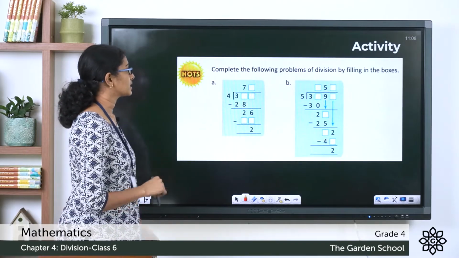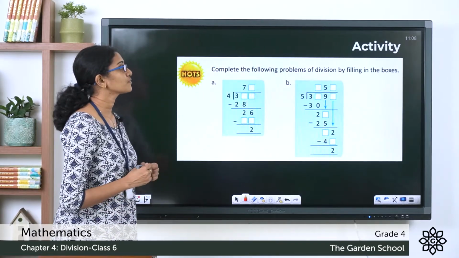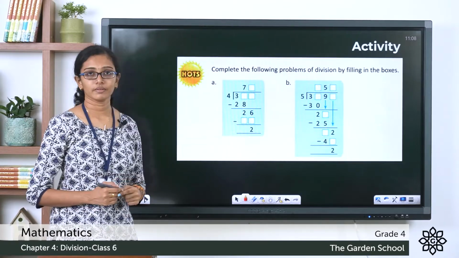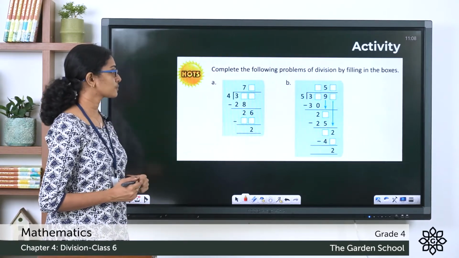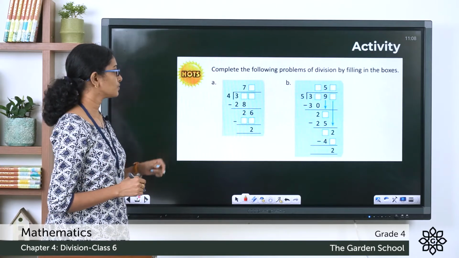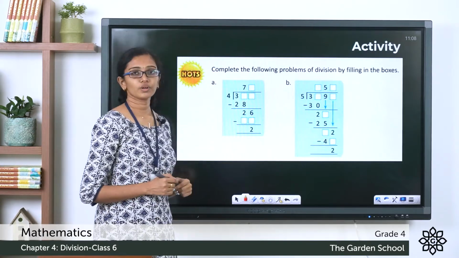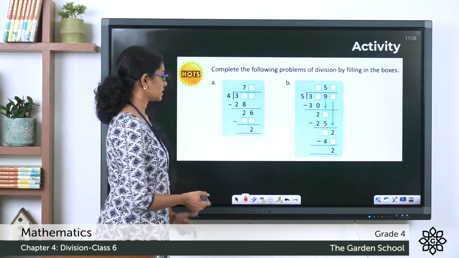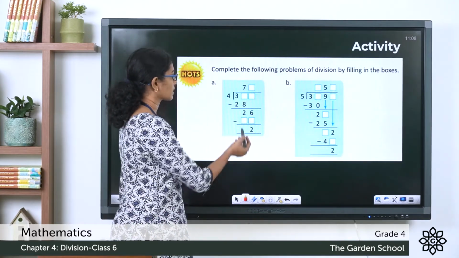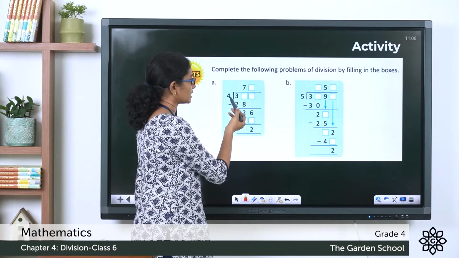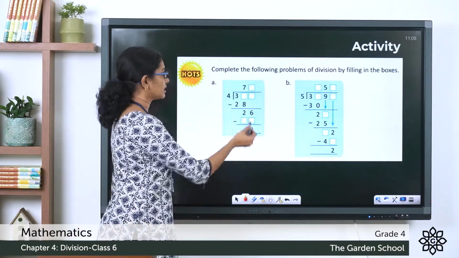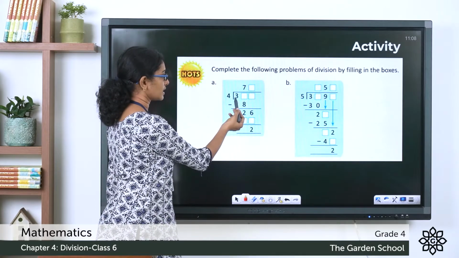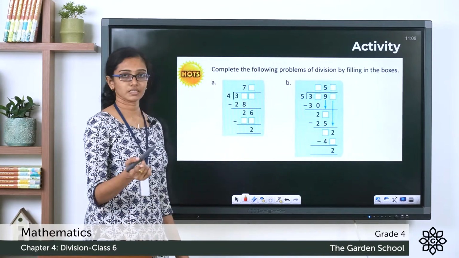Look at this question. Complete the following problems of division by filling in the boxes. You are given division problems here, and there are some blank spaces which you have to fill in. Let's find out what digits should come here to complete this division. See, question A. You have the dividend here and the divisor here. The first digit of the dividend is already given there. What is it? It is 3. And the next digit is missing.